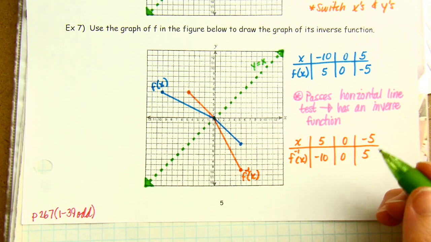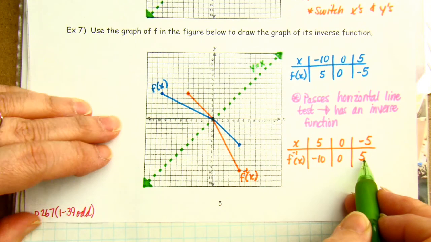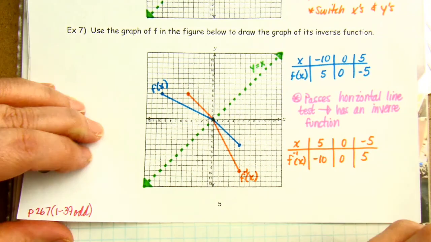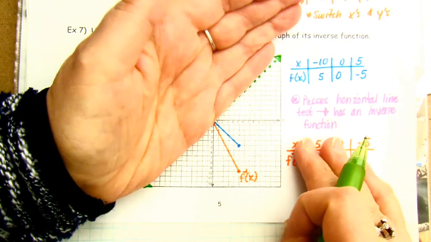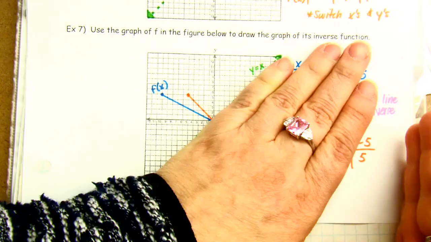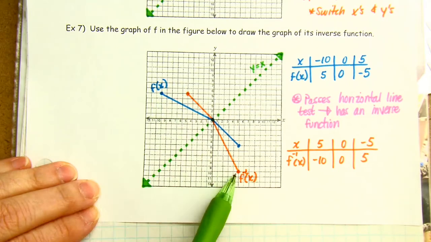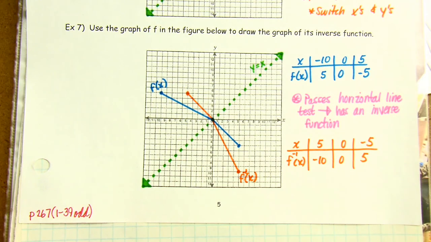Domain and range. The domain of the function becomes the range of the inverse function. The range of the function becomes the domain of the inverse function because you're switching them. And again, if I take this coordinate plane and fold it about that line, y equals x, this point's going to lie on top of that point, this one on top of that point. Okay? So if you have questions on that, please let me know.